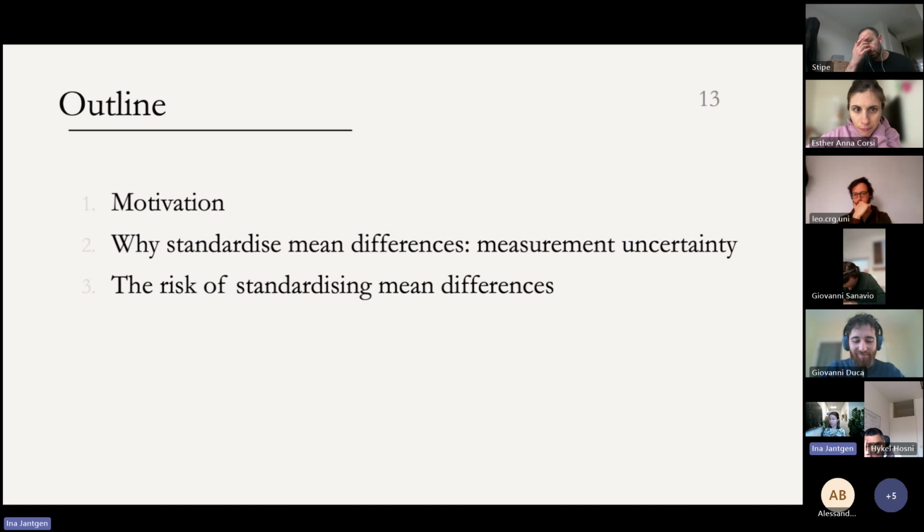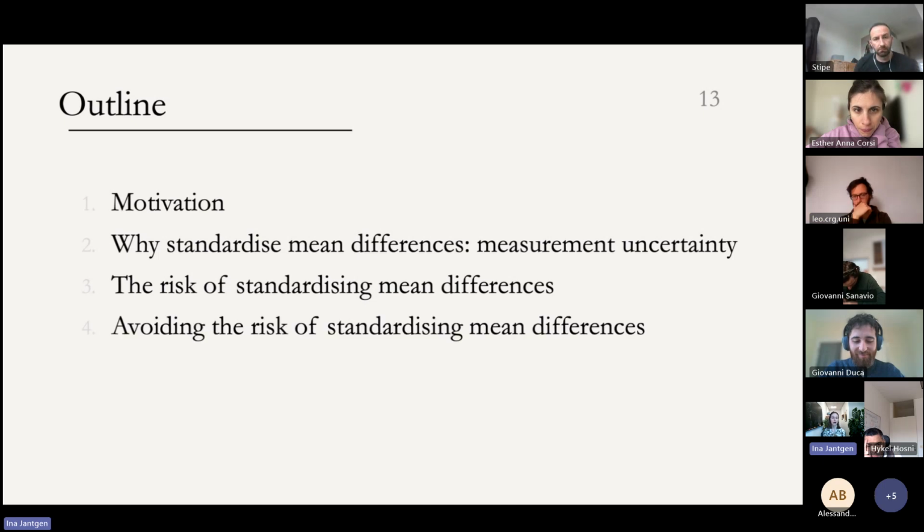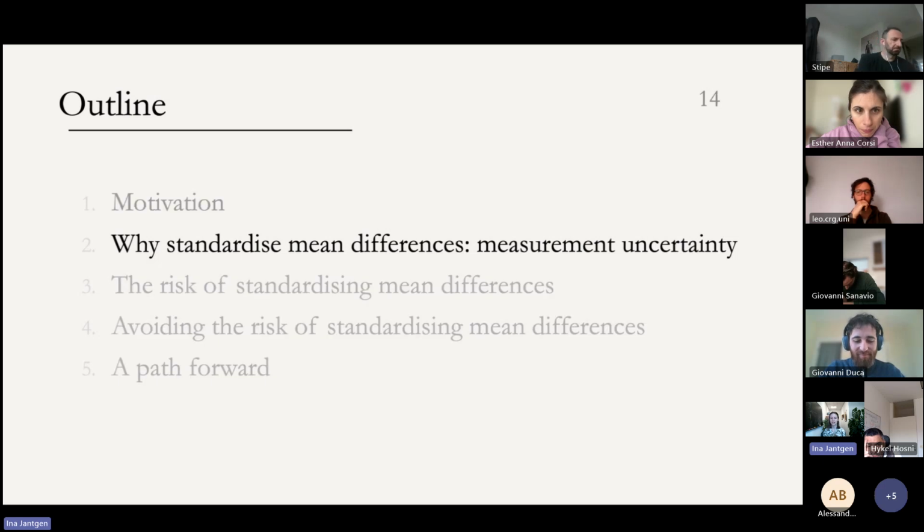And then I'll articulate the risk of standardizing mean differences, how to avoid the risk, and also then end with the path forward. Okay, so why standardize mean differences? To see that, I want to consider an example of how a mean difference might influence someone's decision.